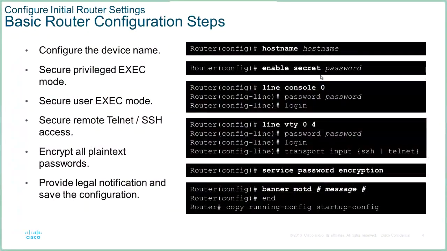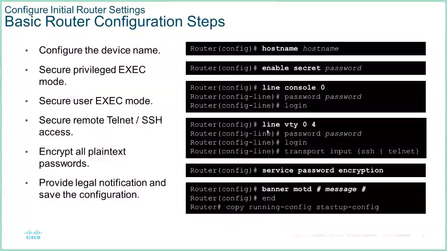Then we jump from there to configuring the line console 0, which is the physical port that we need to connect to do our initial configuration. So whenever somebody tries to log in to do configs, they get prompted with a password to enter. So password and the password, and then login tells it to request the password on initial connection.